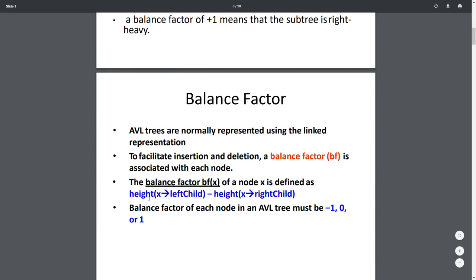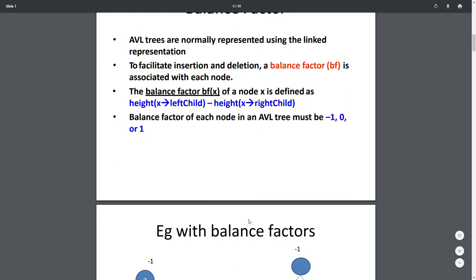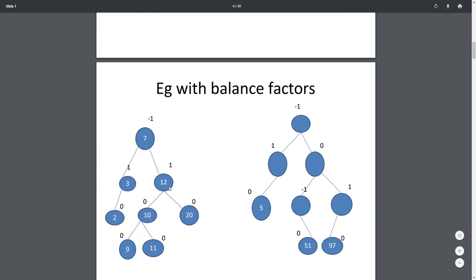Now how do we find balance factor? Balance factor is height of left subtree minus height of right subtree. Consider the subtree is x. If we want to find the balance factor of x subtree, it is height of x's left child minus height of x's right child. That means height of left of x subtree minus height of right of x subtree. Okay. Now consider this example.